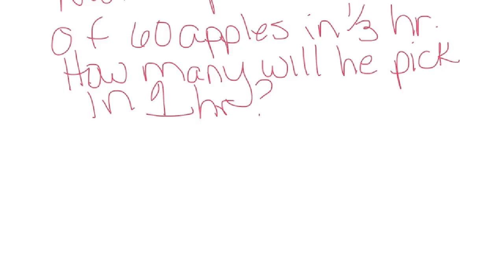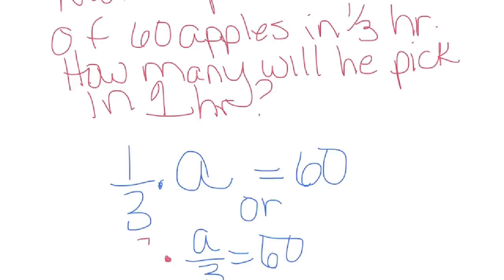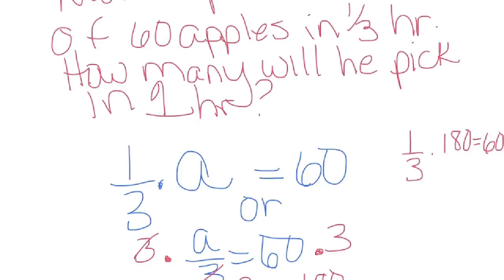Okay, the way our division equation should look is A, let's use A for our variable for apples, A times 1/3, because it says of. Whenever you see the word of, that usually means multiply. 1/3 of apples equals 60. You could have also written it as A over 3 equals 60. We will times both sides by 3 to get our solution. This cancels out, and we are left with A equals 180. If we check it, 1/3 times 180 does equal 60. Good job.